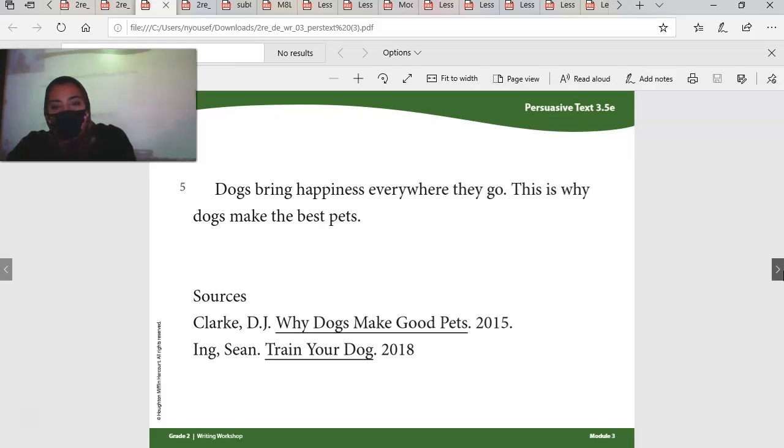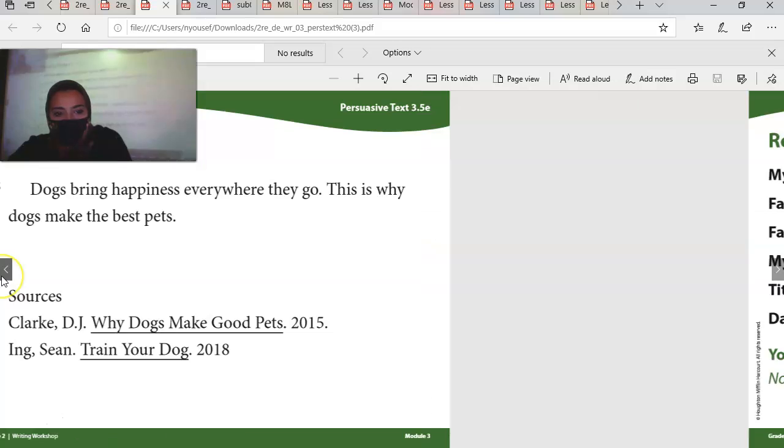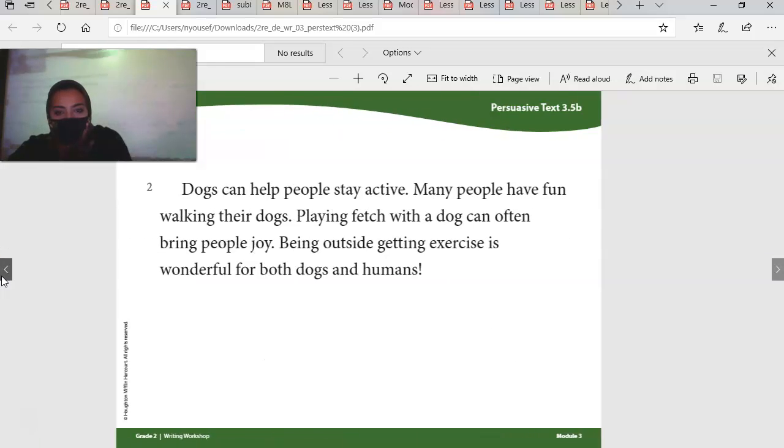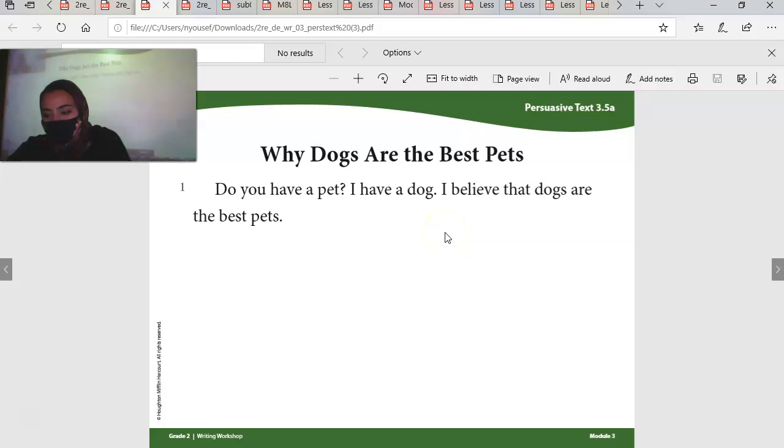Dogs bring happiness everywhere they go. This is why dogs make the best pets. And then he has the sources here. That's where he's proving where he found the answers to his questions. These are facts. This is where he found it in Clark, DJ, Why Dogs Make Good Pets. And then in this book or story, I think these are stories, Train Your Dog. So he found the information, showing us where he found his facts or information. That's it. Very simple, right? See how it's very well organized?